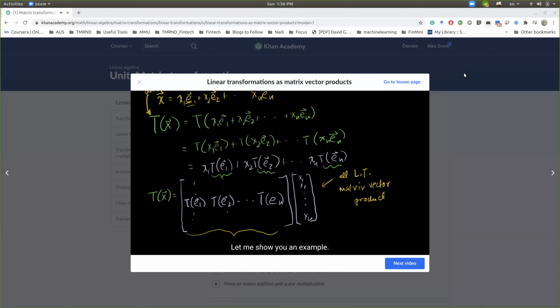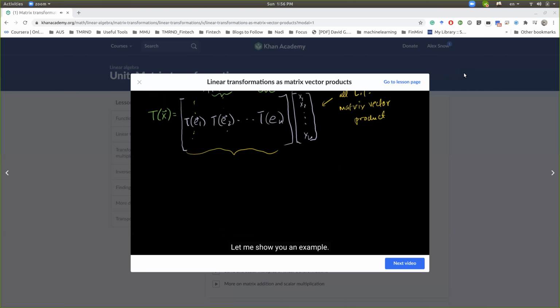Let me show you an example. I think this is super neat. Let's say I'm just going to make up some transformation, and let's make it extra interesting: a mapping between R2 and R3. Let's say that T of (x1, x2) is equal to: the first entry is x1 plus 3x2, the second entry is 5x2 minus x1, and the third entry is 4x1 plus x2. This is a mapping.